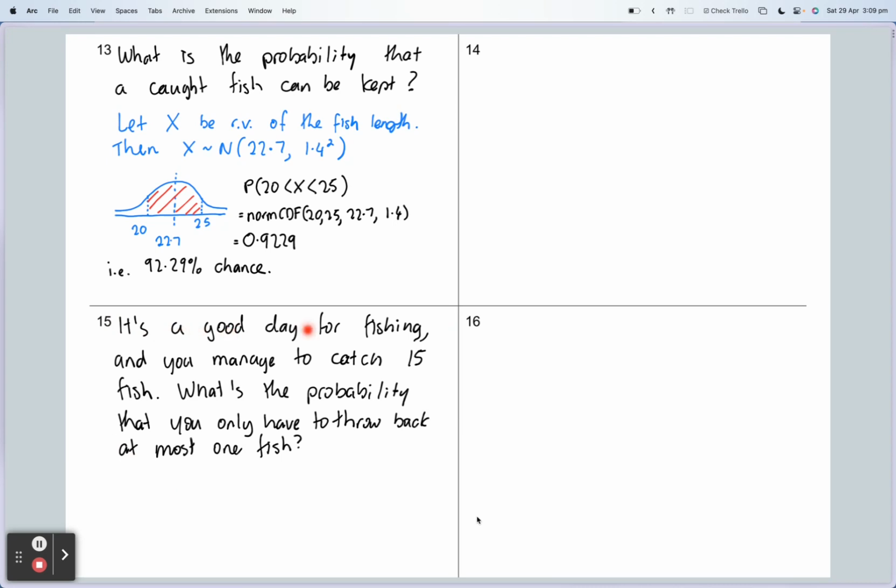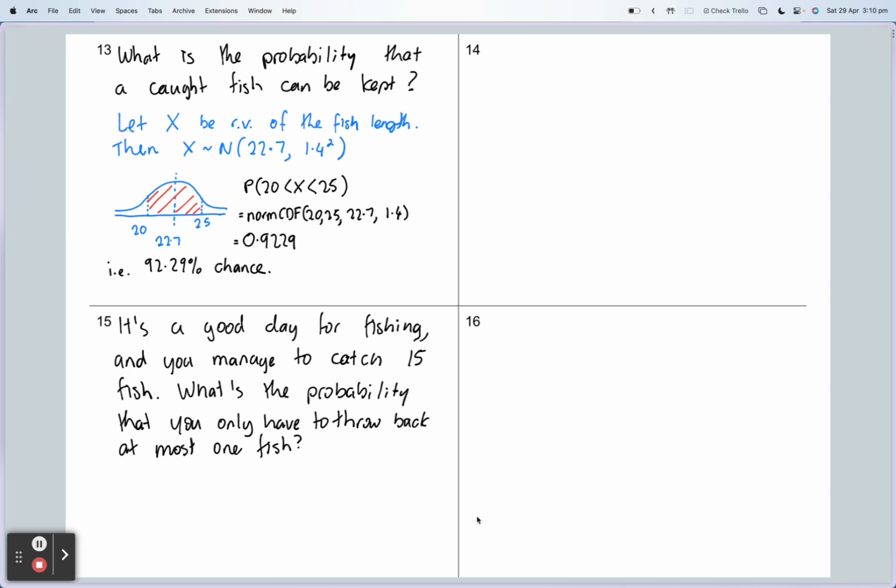So I've got here, it's a good day for fishing and you managed to catch 15 fish. What's the probability that you only have to throw back at most one fish? Now, this particular problem, believe it or not, is a binomial distribution problem. And you are going to use the binomial distribution skills to solve this problem.